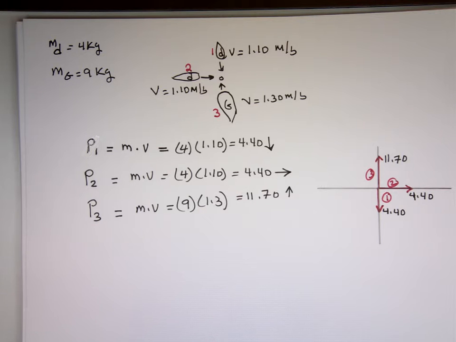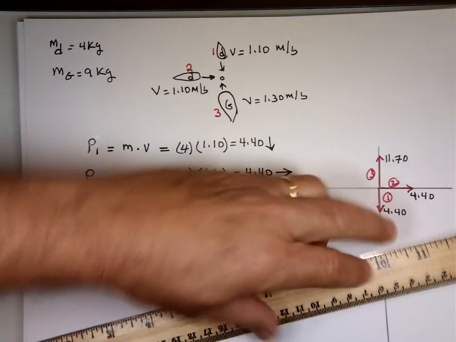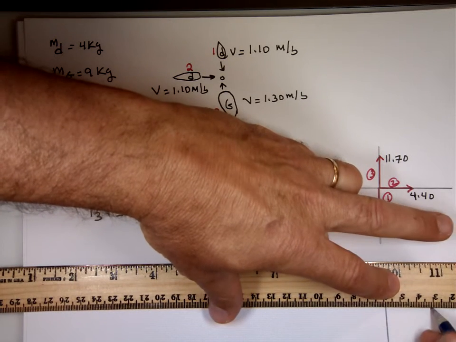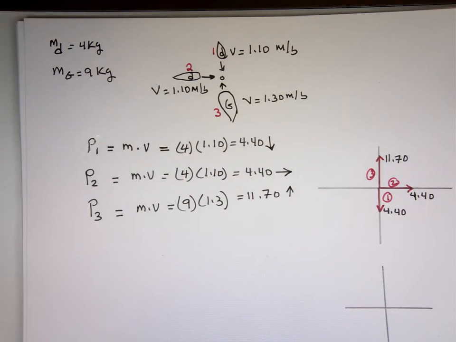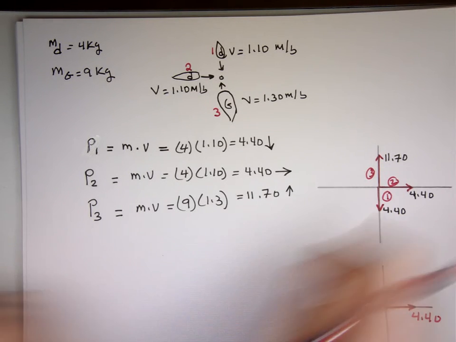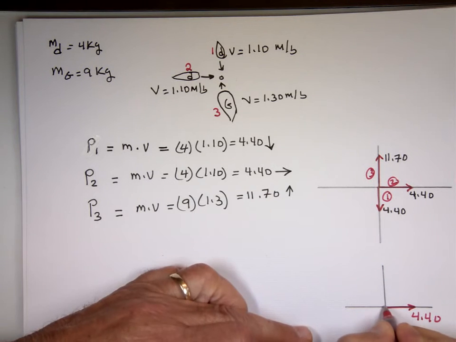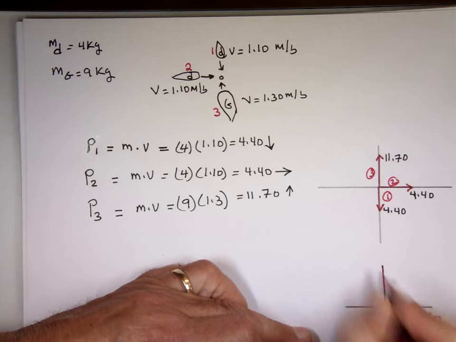So now to find the result, what do we have? We have basically vectors, and we'll find the equivalent of them. We got 4.4 to the right. There's nothing to the left to cancel that. But we have 11.7 up and 4.4 down. 11.7 minus 4.4, because they're in opposite directions. The net result is what? Is it 7.3 up?